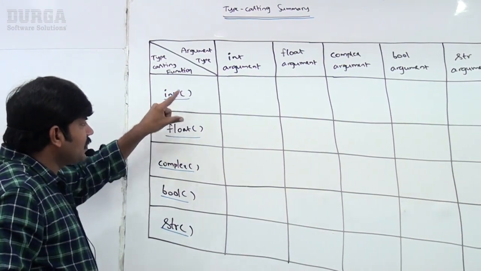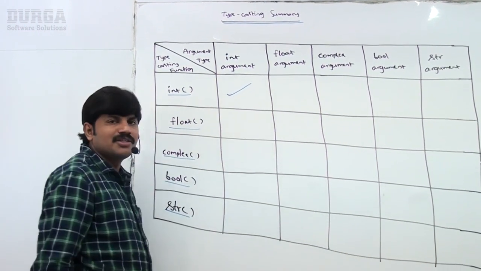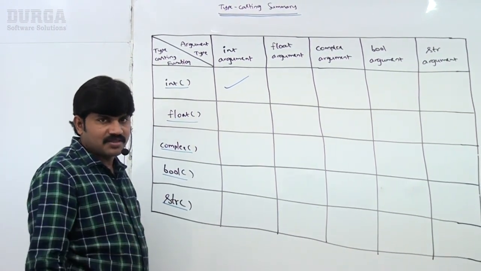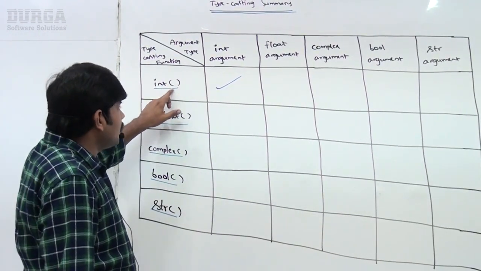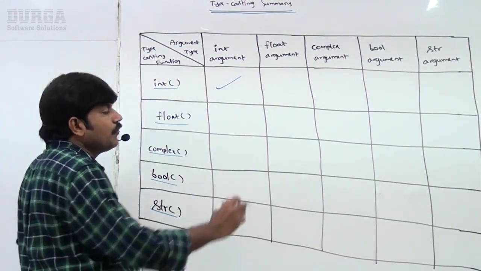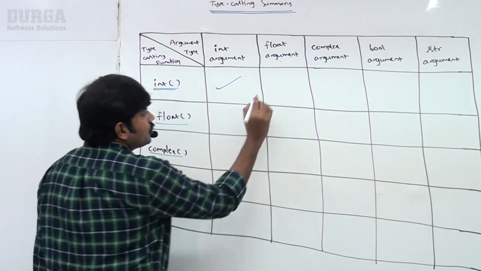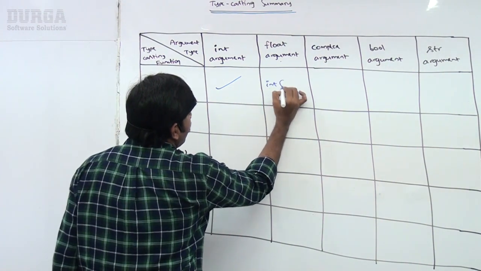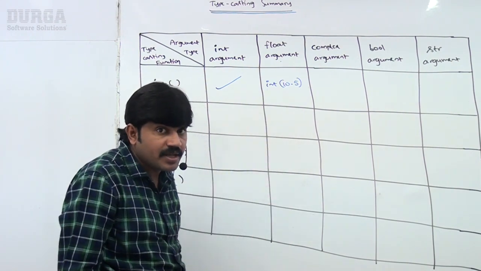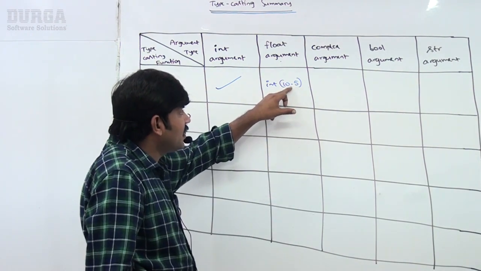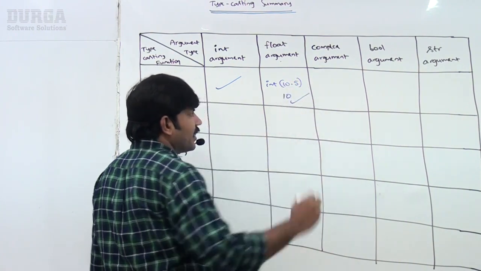So the int function for the int argument, no problem, sir. Int to int, typecasting is really not required. Anyway, for the table's sake I took it, it is possible. Int to float, sir. If you are passing a float argument to the int function, something like int of 10.5, what will happen? It's very clear. The digits after the decimal point will be gone by default. 10 is the answer we are going to get.